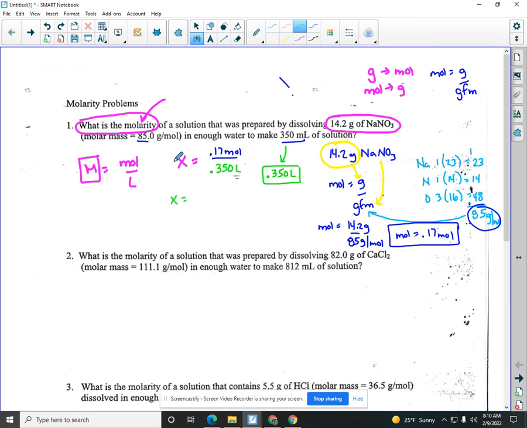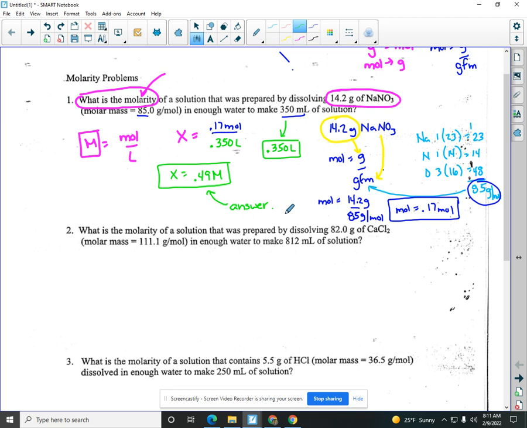X equals 0.17 divided by 0.350, and we get 0.485, so I'm going to do 0.49. Make sure you label what it is. It's molarity. So that's my answer right there.